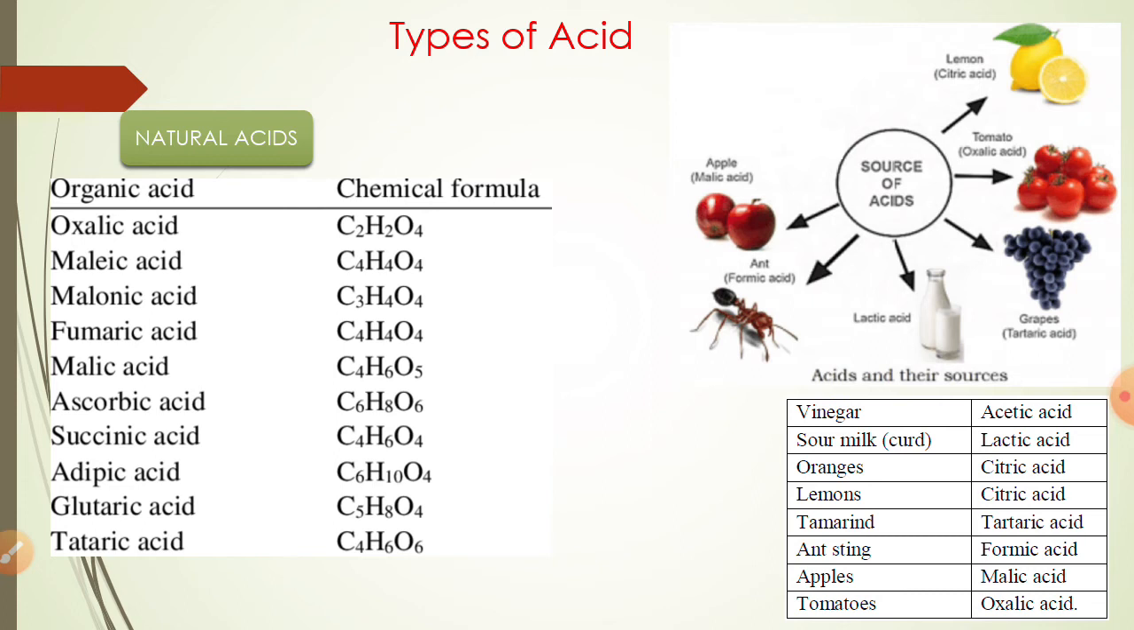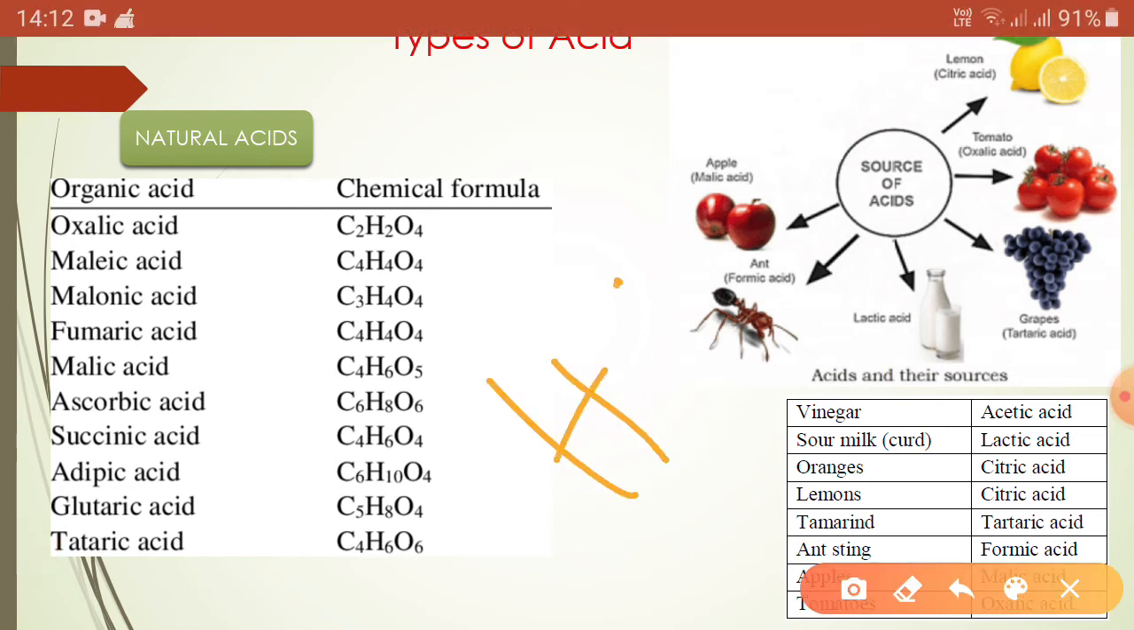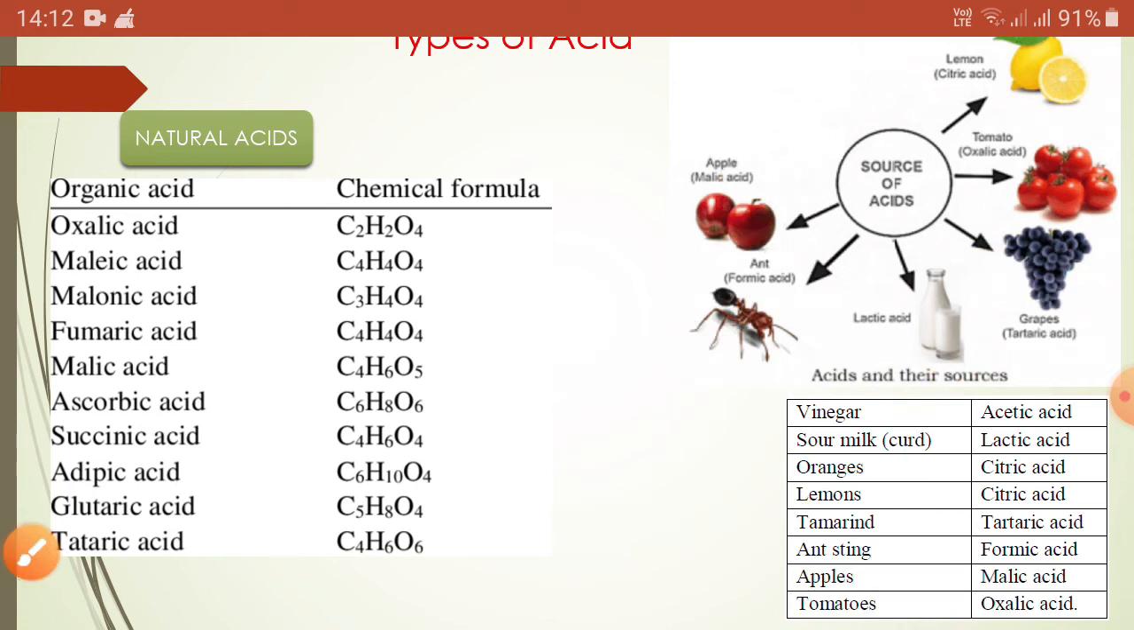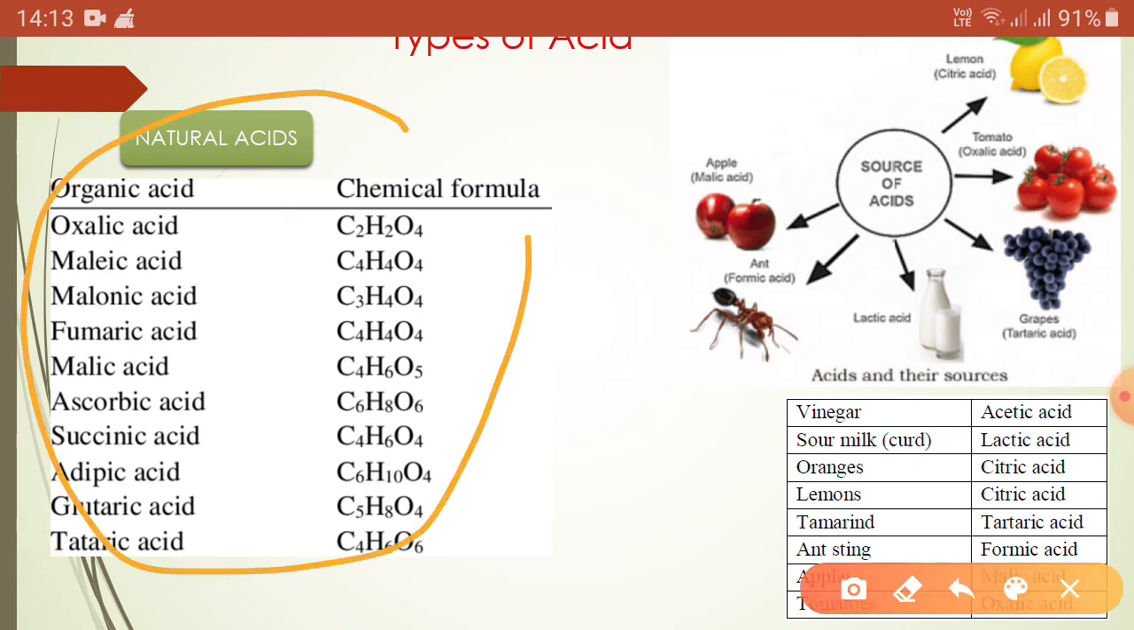For example, methanoic acid, HCOOH, and oxalic acid, C2H2O4. All these are types of natural acids. Here is a list of different types of natural acids with their chemical formulas: oxalic acid, fumaric acid, malic acid, ascorbic acid, adipic acid, tartaric acid.